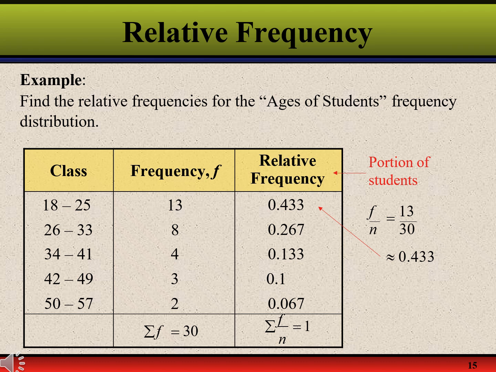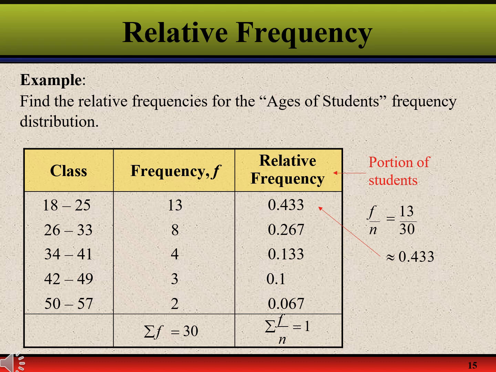Similarly, find the relative frequency for our example of ages of students frequency distribution. The first class, 18 to 25, has 13 students. Our total sample data size is 30. So 13 divided by 30, we get 0.433. Then the next class, 8 divided by 30. Then the third class, 4 divided by 30. Then the fourth class, 3 divided by 30. It's very easy to calculate, 0.1. Then the last one has frequency 2. 2 divided by 30 is 0.067.